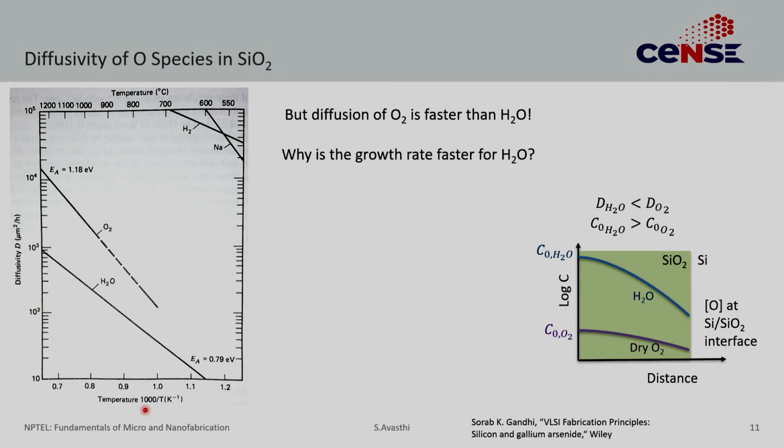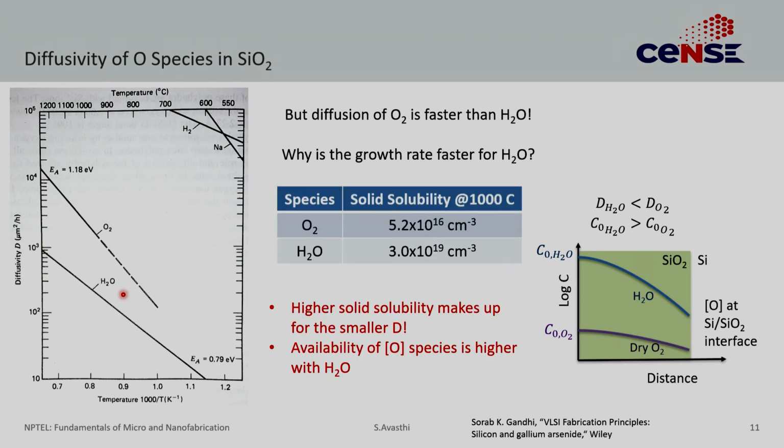So, let us look at this diffusivity. Here is a chart of diffusivity of oxygen and water as a function of 1 over T. This is also an Arrhenius plot, and this is what I am talking about. You see the absolute value of D for oxygen is higher, this is higher, this is lower. So, the way we can explain this is by looking at this figure.